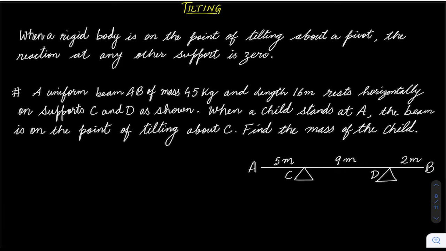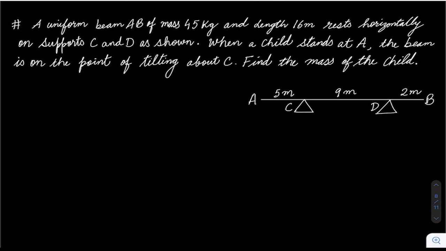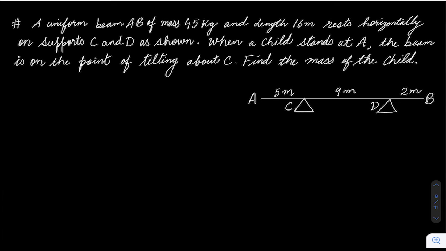So this is our first question. A uniform beam of mass 45 kg and length 16 meters rests horizontally on supports C and D as shown. So we have a uniform beam AB, mass is given as 45, and as it is uniform, obviously we have done this in the previous video, the center of mass will be exactly at the center. The length of this is 16, this is 5, so somewhere here there will be the center of mass, and this mass is nothing but 45 kg. So this is 45g.